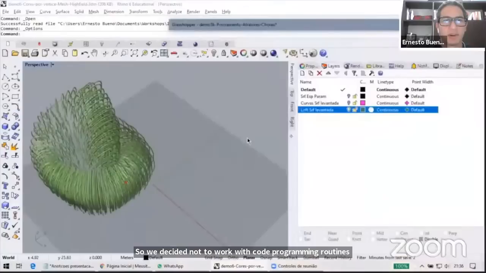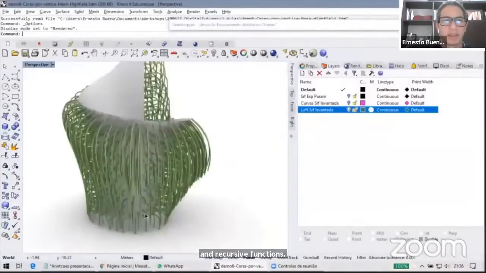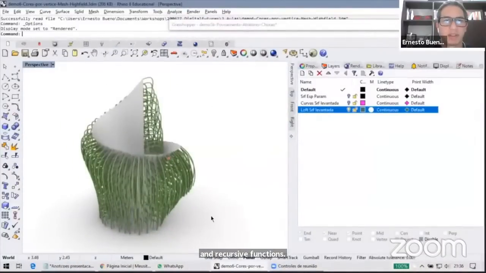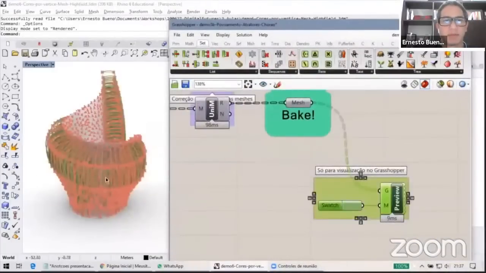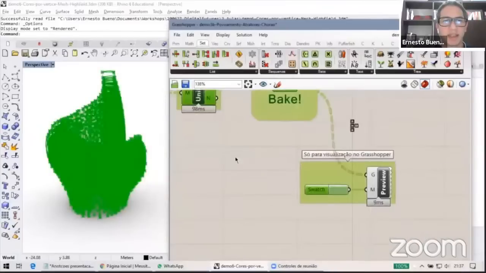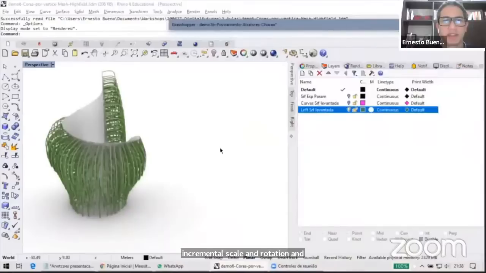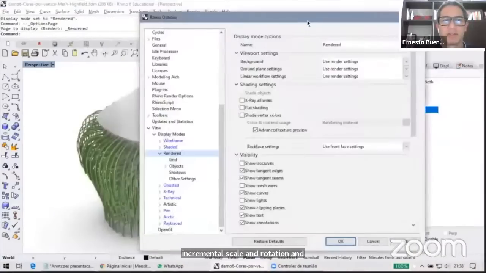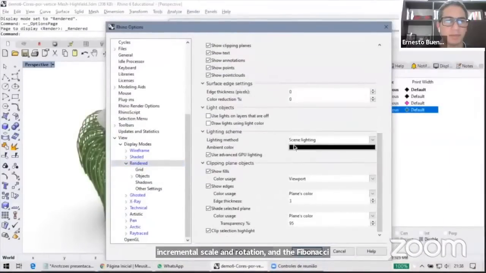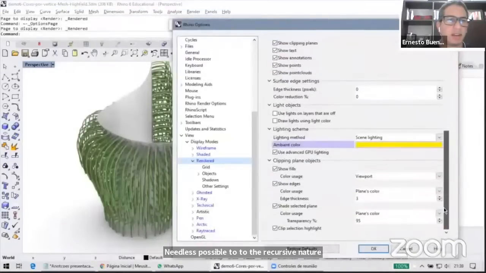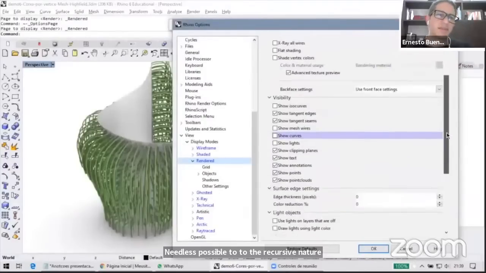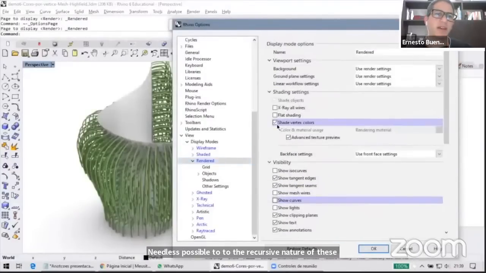The generative growth was presented with examples that exhibit recursive logic without the need for loops or recursive functions. For this, the golden ratio was used for incremental scale and rotation, and the Fibonacci sequence was used as a variable for the translation. This was possible due to the recursive nature of these mathematical constants, which have been found in patterns in nature.